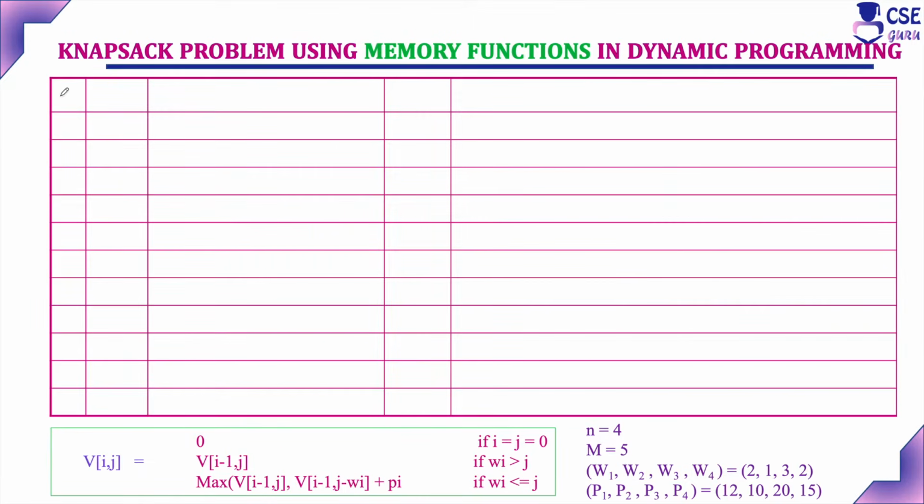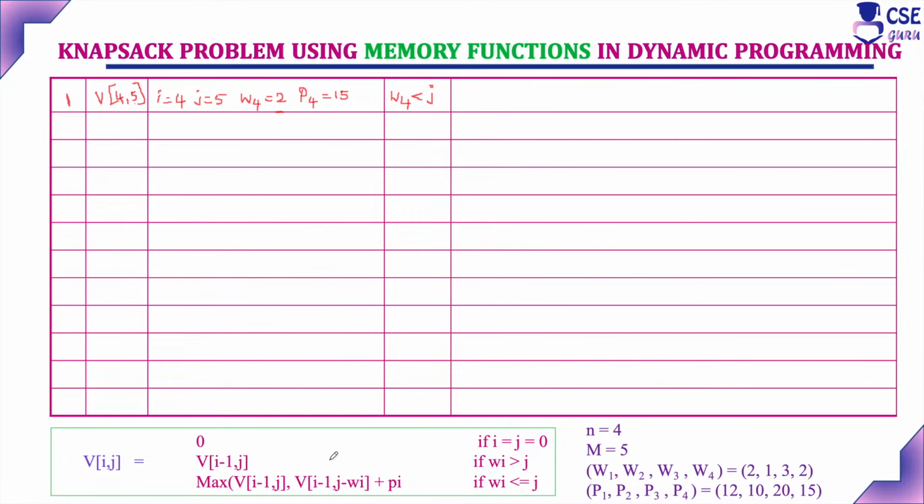So here, in step 1, first we will start with the last level. The last set is V of 4, 5, the last step. So here, the i value is 4 and the j value is 5. Okay. So the weight is 2 and the profit of the fourth object is 15. And here, the weight of the fourth object is less than j. Okay. So the weight is 2 and the remaining capacity is 5. So wi is less than j.